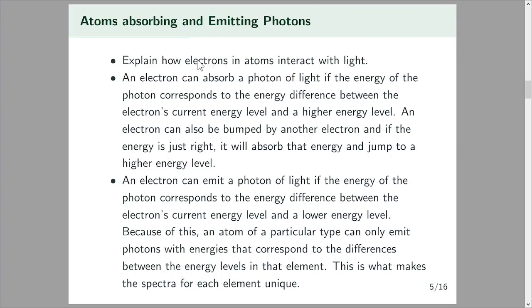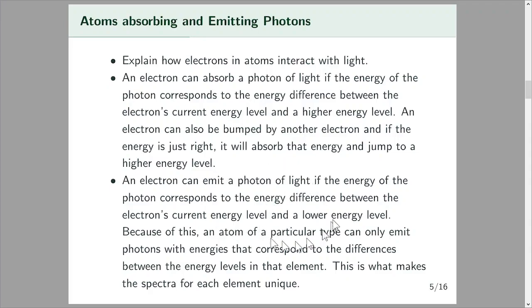So explain how electrons and atoms interact with light. An electron can absorb a photon if the energy in the photon corresponds to the difference between the electron's current energy level and any higher energy level. An electron can also be bumped by another electron, and if the energy is just right, it'll absorb that energy and jump to a higher level.